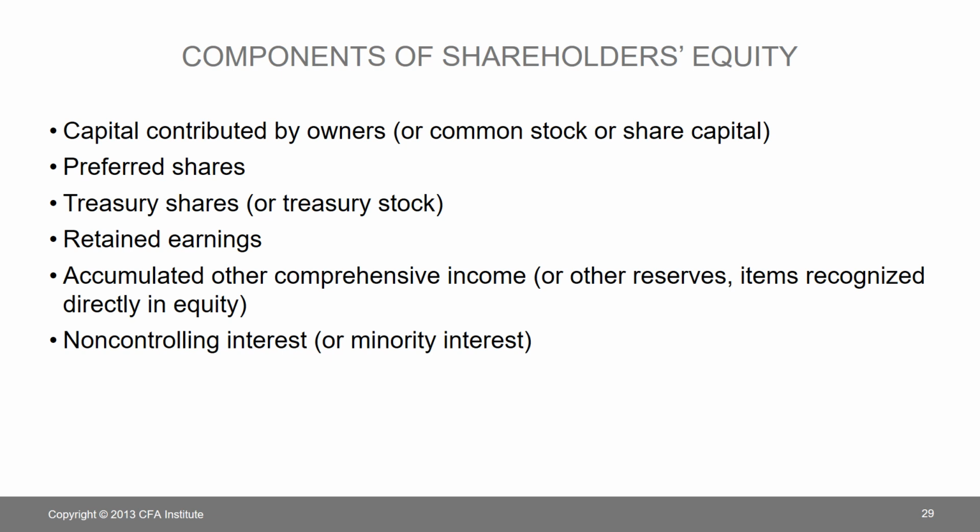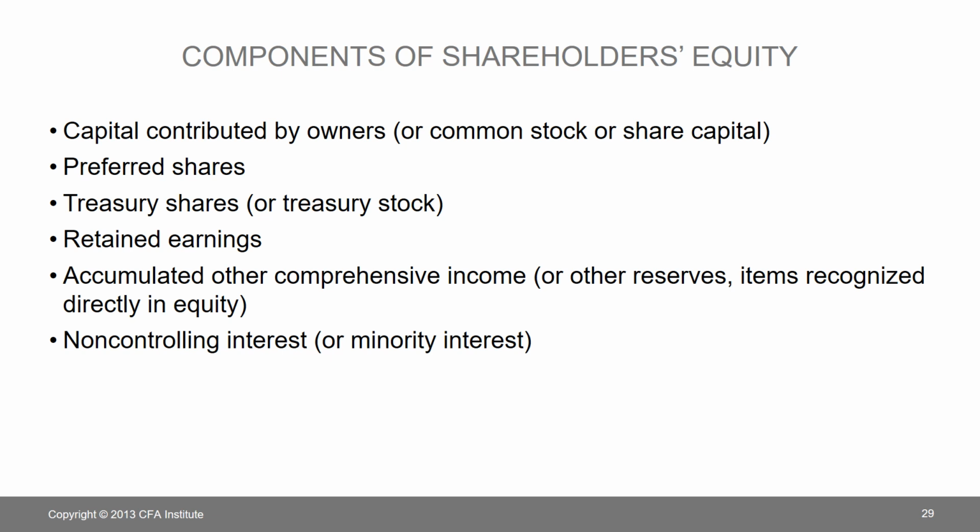Another component of shareholders' equity is retained earnings. Retained earnings are the cumulative amount of earnings recognized in the company's income statements that have not been paid to the owners of the company as dividends. Recall that beginning retained earnings plus net income minus dividends equals ending retained earnings. So this is basically money generated by the business activity that is kept in the business for the purpose of reinvesting for future projects.